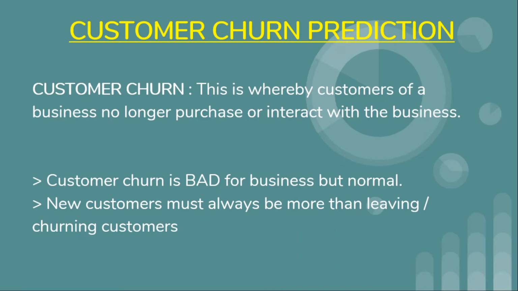Customer churn is bad, obviously, but for business, this is normal. Maybe the customer was just passing by and having a taste of your product, trying to sample different products before the customer decides on which product to go with. Or maybe your product is not as user-friendly as they opted for, so eventually they leave. For your app to be sustainable or your business to be sustainable, new customers must always be more than the leaving or churning customers. So as long as you have new customers every month and a few are leaving, well then your business is good.